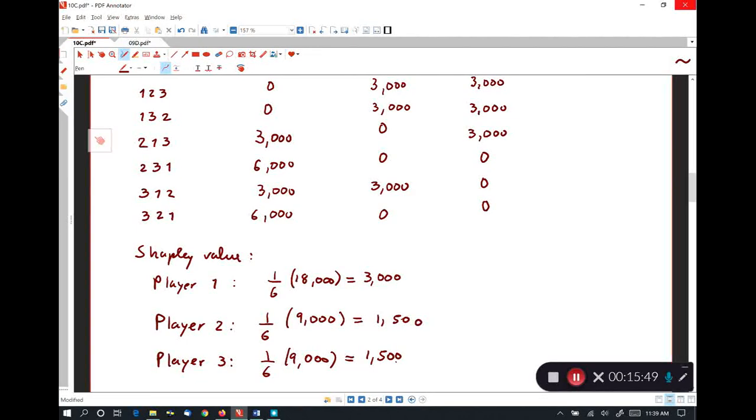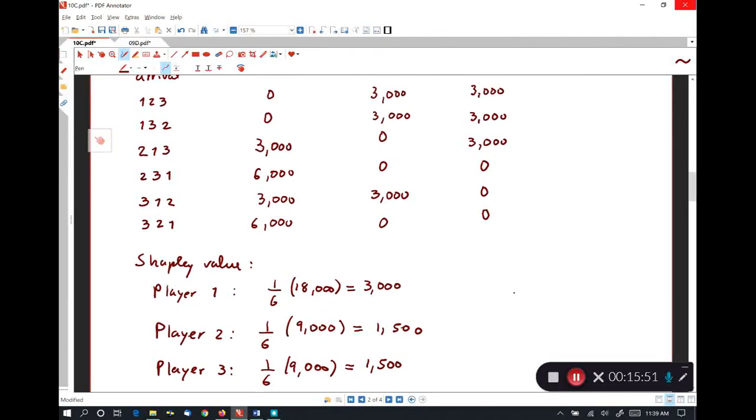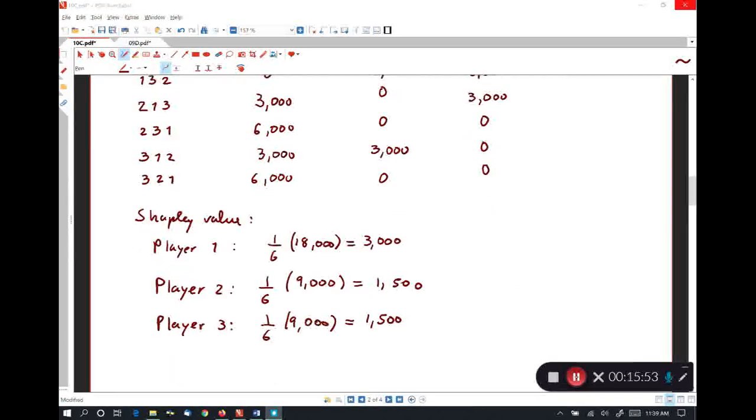Okay. So yes, notice here that players 2 and 3 are interchangeable, so it's enough to compute the Shapley value for one of them, then the Shapley value for the other will be the same. This is one of the axioms of Shapley.